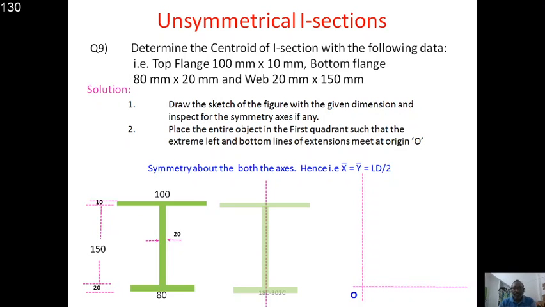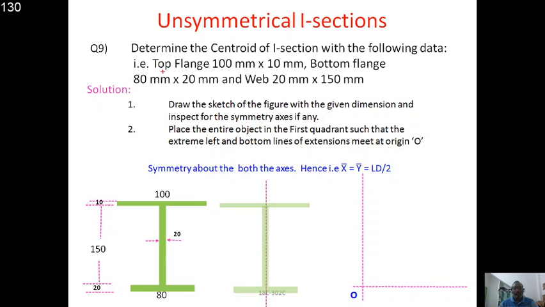Now, unsymmetrical I sections: determine the centroid of I section with the following data. We already covered the procedure for how to solve these types of problems, hence we are directly giving the problem statement. An I section contains a top flange, bottom flange, and web portion. So this is the top flange, this is the bottom flange, and this portion is the web.